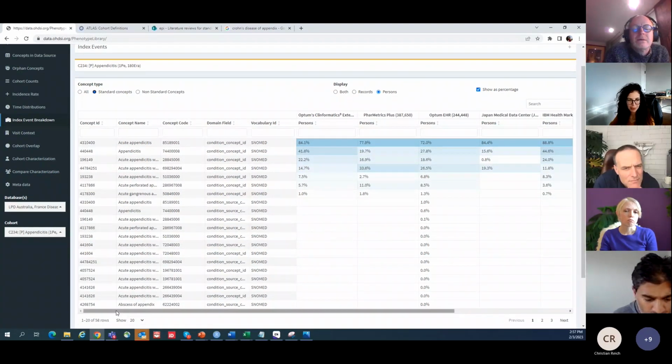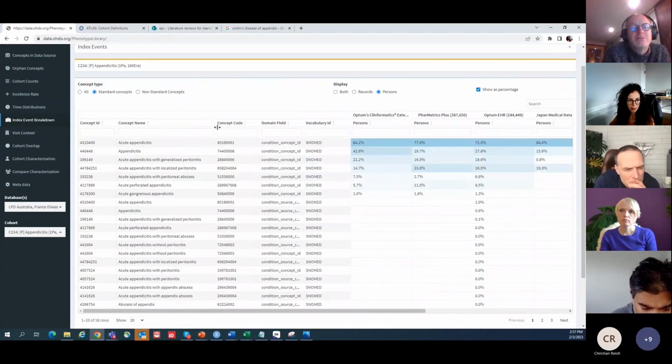Yeah. Here's the abscess. But there's also acute appendicitis with abscess, so that could also be the reason for Phoebe to recommend the other thing. So it would not solve it. No. Yeah. And this one is legit, right? Because it's exactly acute appendicitis.